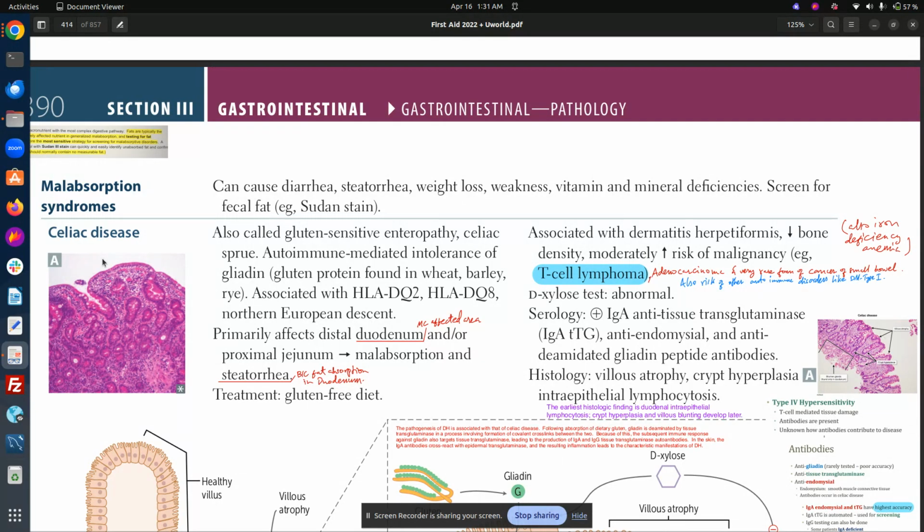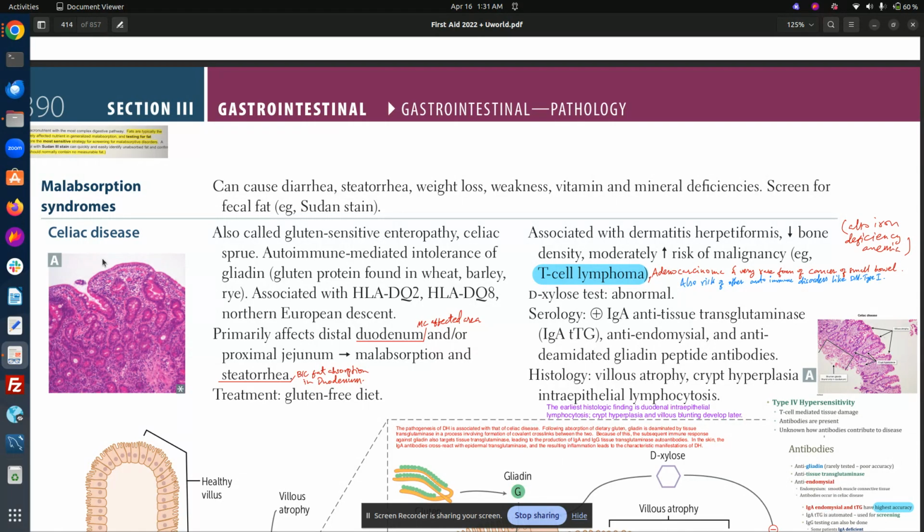Okay, so what is celiac disease? It is one of the malabsorption syndromes. What we get from the malabsorption syndrome is that this condition would definitely cause diarrhea. Celiac disease is also called gluten sensitive enteropathy or celiac sprue.